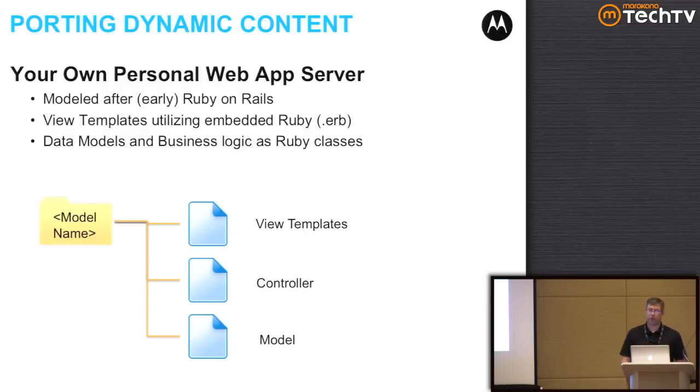And basically what you have is view templates which utilize embedded Ruby. They're indicated with the extension .erb. You have controller files, and in those controller files, you have Ruby classes with methods. And finally, you have Ruby models, or data definitions, that are also Ruby classes. So this is the Ruby Model View Controller framework.